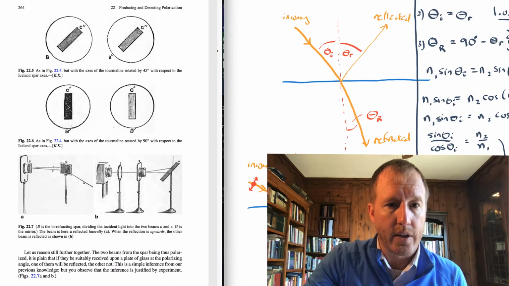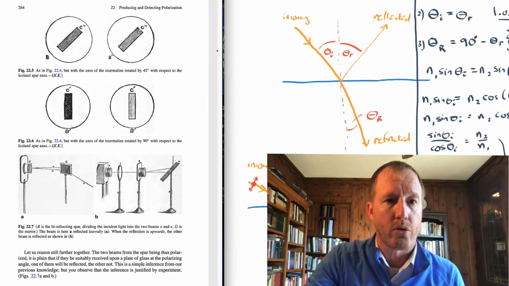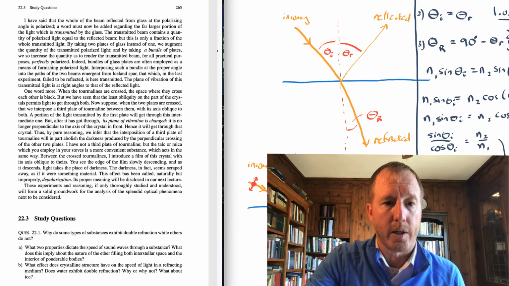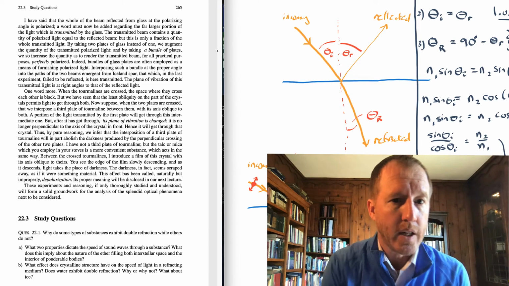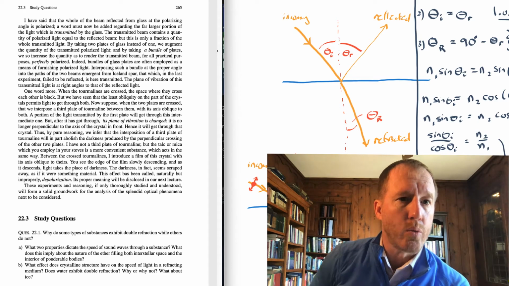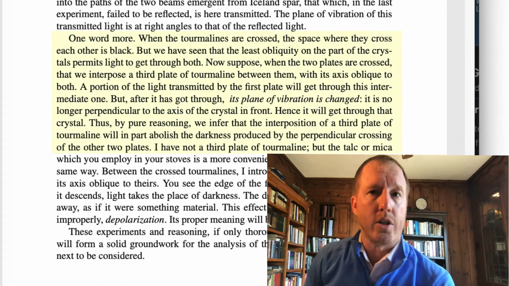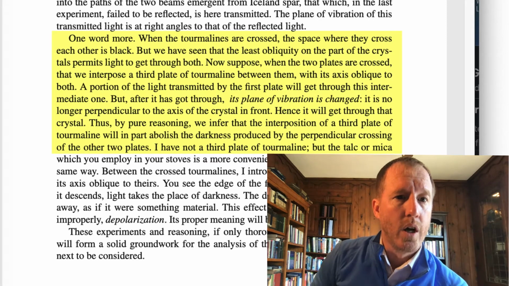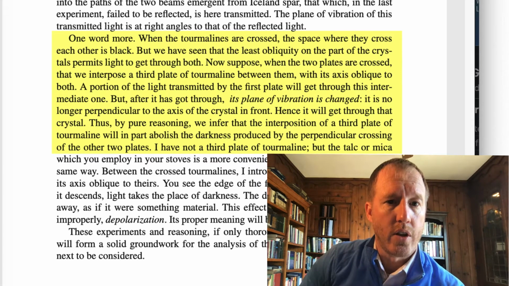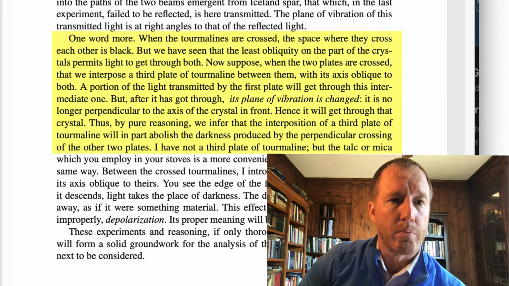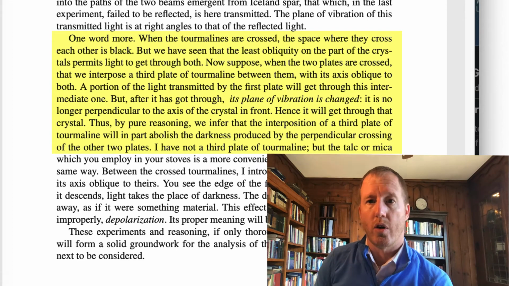And then on the next page, he gives more examples of how the transmitted light behaves as you slowly rotate these. And then finally, he mentions the following. This is at the end on page 265. He says one more word. When the tourmalines are crossed, the space where they cross each other is black. So that's the case when you have these crossed polarizers.